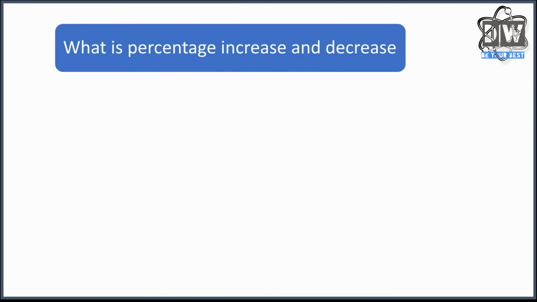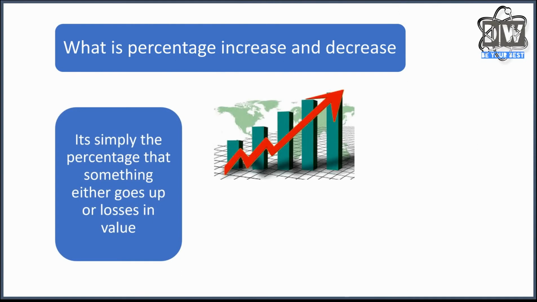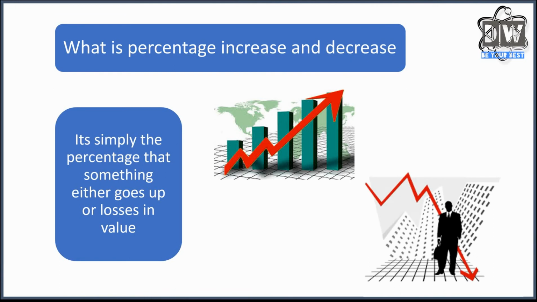So what is a percentage increase or decrease? It's very simply the percentage that something goes up or down in value, okay? So we've got things that go up in value. You might have, let's say, a pair of jeans and you're selling them and you're going to put 12% profit on them. So you're going to sell them for more than you bought them for. Or you decrease. So you might buy a car and over the years it decreases in value. So when you sell it, you get less money for it, okay?